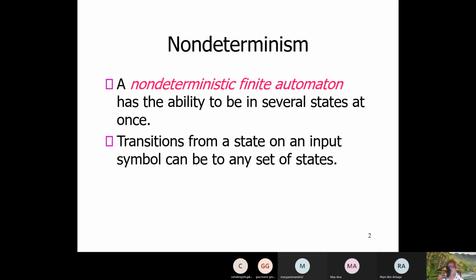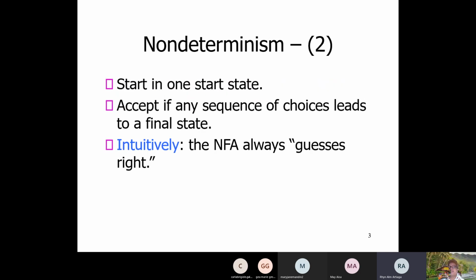Transition from a state on an input symbol can be to any set of states. So start in one state, then accept if any sequence of choices leads to a final state. Intuitively, the NFA always guesses right.